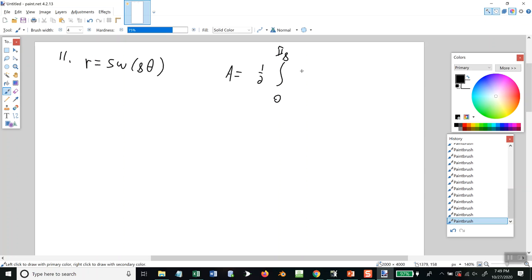Okay, and then sine of 8 theta squared d theta. Now this is giving us one petal, so what would I have to multiply by? Oh, 16? No, we want 2 petals. Multiply by 2, right? If I change the problem and said I want 5 petals, just multiply by 5, and so forth.